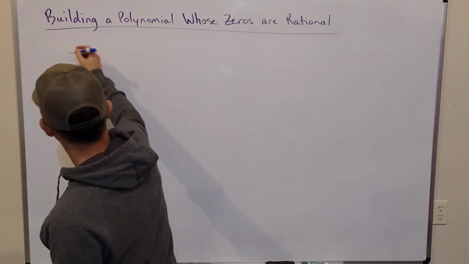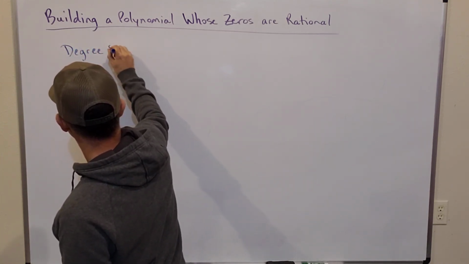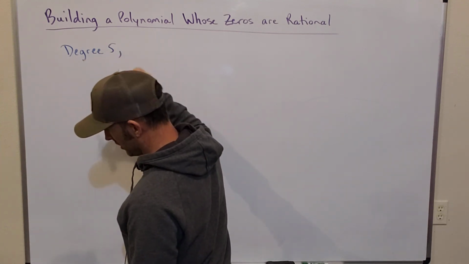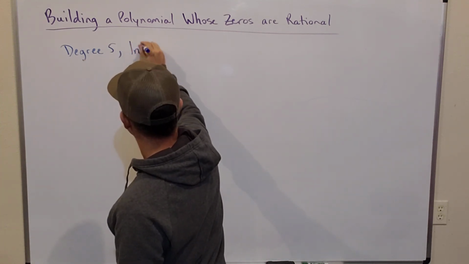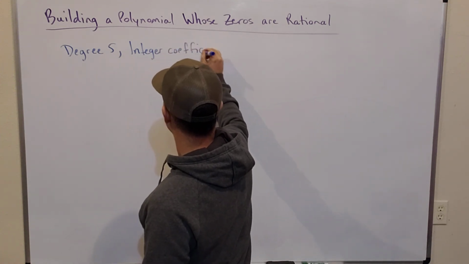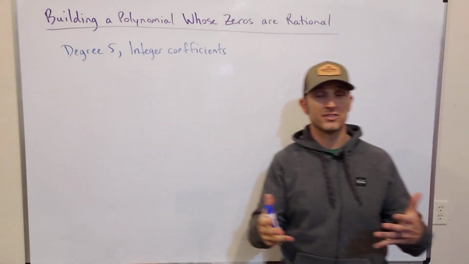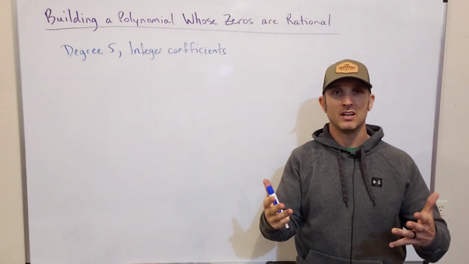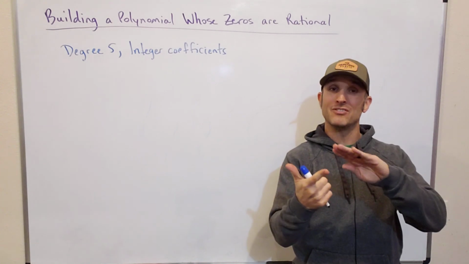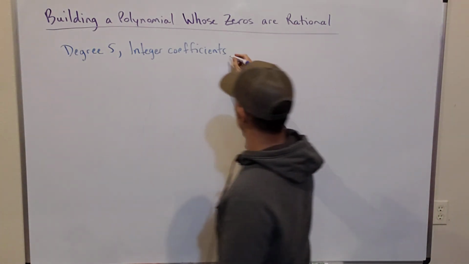Okay, so let's look at, now I want degree 5. I want integer coefficients. That means I can't have any fractions in my coefficients. So now I have to have whole number coefficients, plus or minus. I can't have fractions, I can't have square roots, and I can't have imaginary numbers. So that's going to be interesting. We'll have to deal with that.